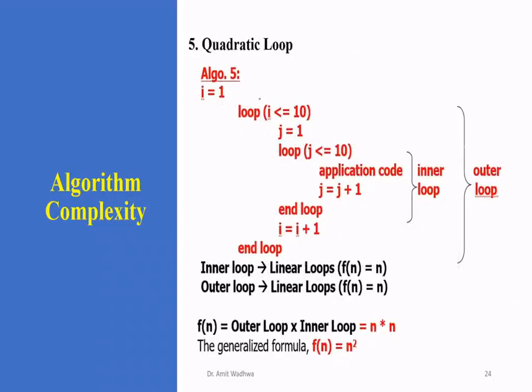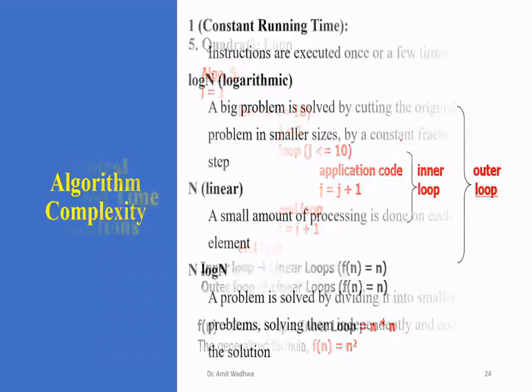Then we have the quadratic loop. Again, I starts from 1 to 10, J starts from 1 to 10, and both are incrementing by 1, so both will be treated as linear loops going up to the value 10. This 10 can be generically represented as n, and both can be represented as n. So for linear loops it will be n for inner as well as for outer, so n multiplied by n, and the function will be n square. This is how we can calculate the different quadratic as well as looping based complexity.